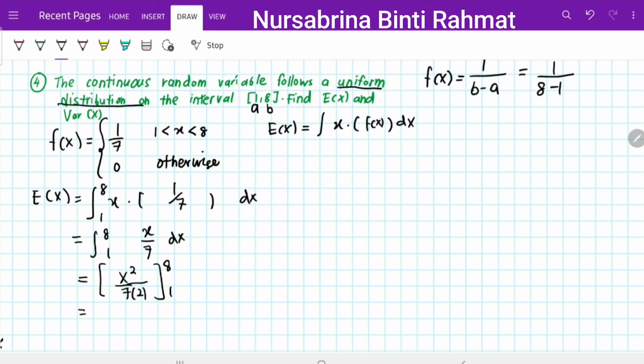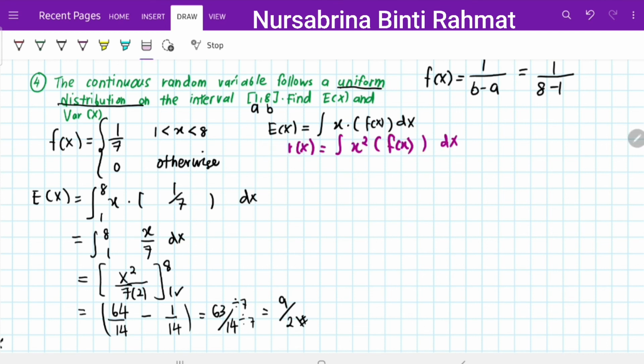When you replace your x with 8, it becomes 64 over 14, and when x equals 1, it becomes 1 over 14. If we simplify, this equals 63 over 14, which is actually 9 over 2. Next we need to solve for your variance. Variance X equals E X squared minus EX squared. So first we need to find out what is your E X squared.